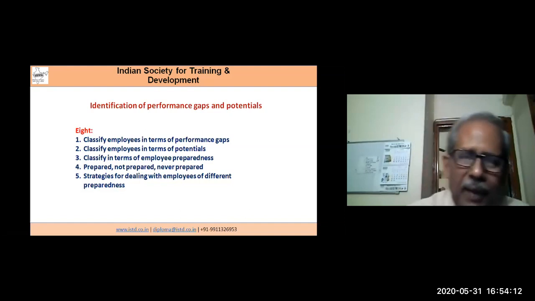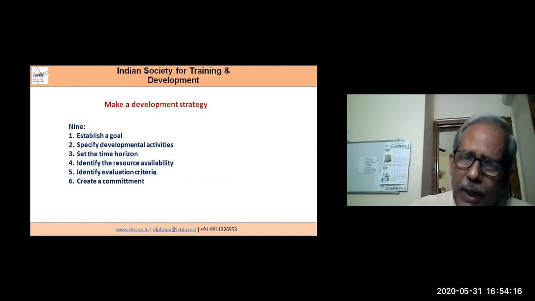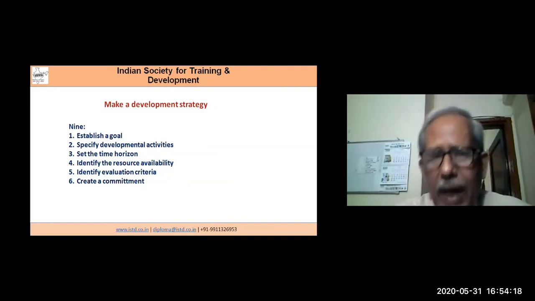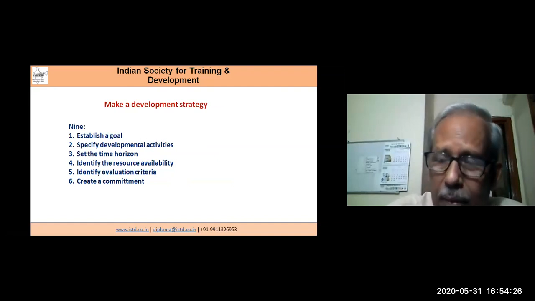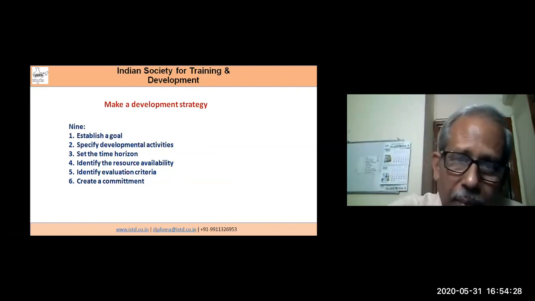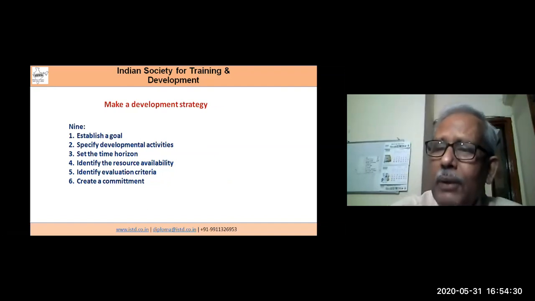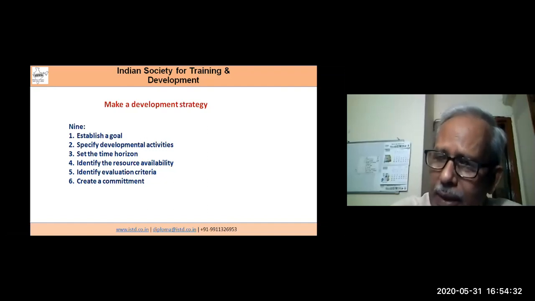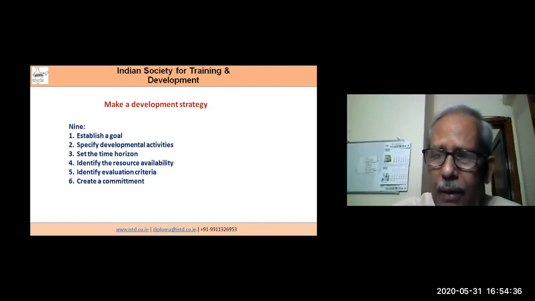Well, after identification of performance gaps and potential, now we make a development strategy. You see what I'm saying, not making a development plan only, you're making a development strategy. The moment we say that, it's a preparedness, keeping in view the environmental factors and the competitors and everything around.